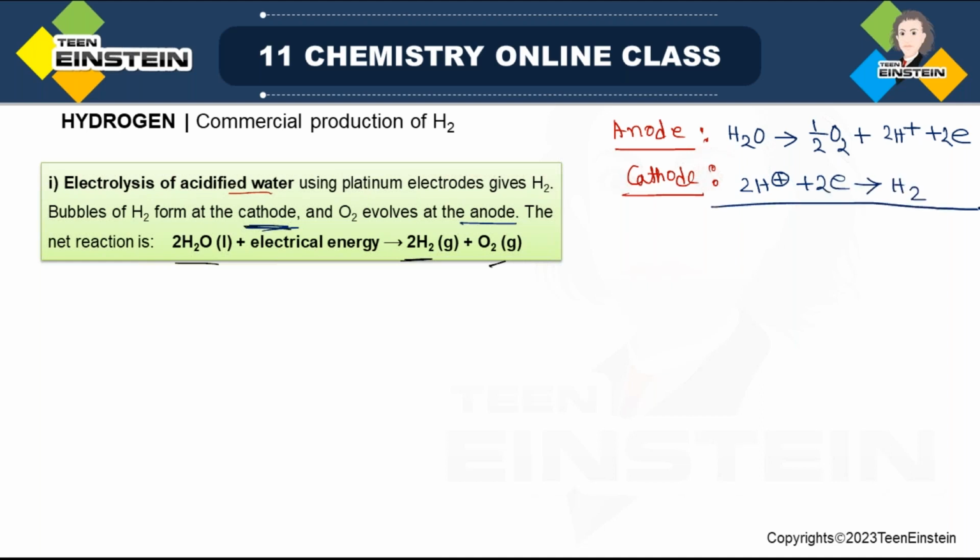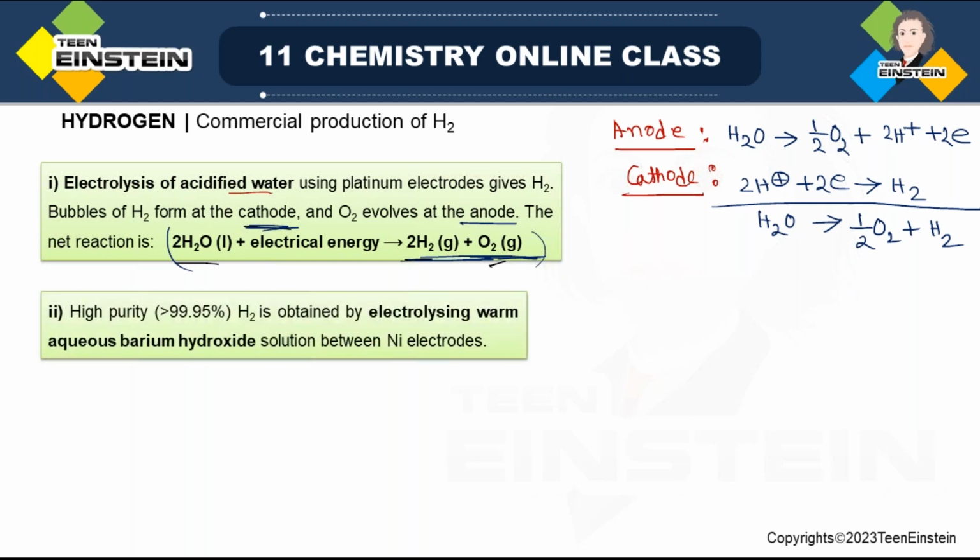Now if you add these two half reactions, the 2 electrons will be cancelled and the H+ will be cancelled. Ultimately you will get H2O giving half O2 plus H2. If you simply multiply both sides by 2, you will get this equation. But if you multiply both sides by half, you will get this one. It doesn't matter, both are actually the same. So these are the reactions going on. You may get a question from this: when H2 is produced by electrolysis of acidified water, what are the individual reactions going on at the anode and cathode? This is the first method.